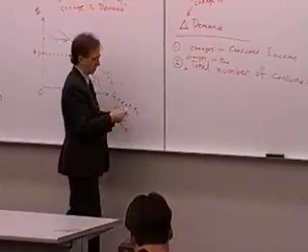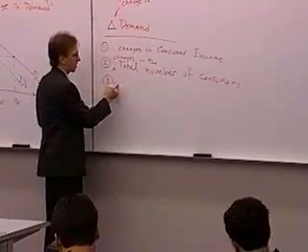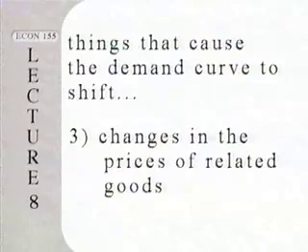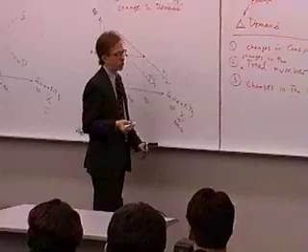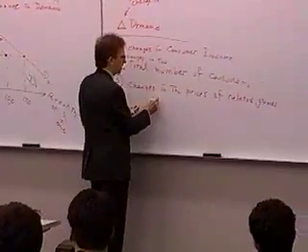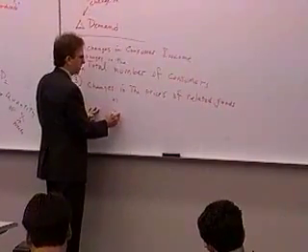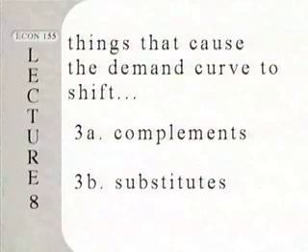Number 3, changes in the price of related goods. There are two kinds of related goods: complements and substitutes.